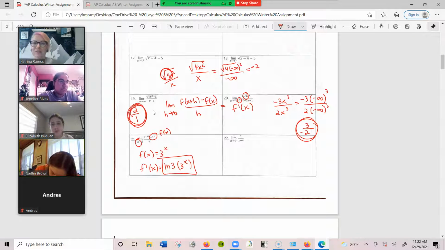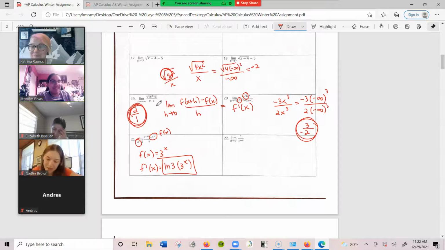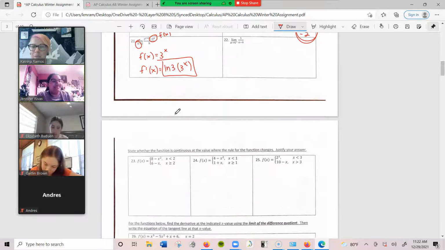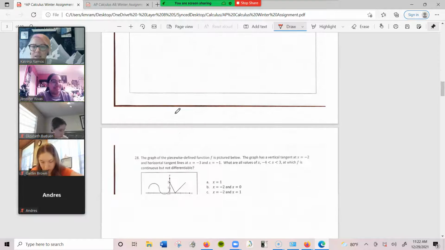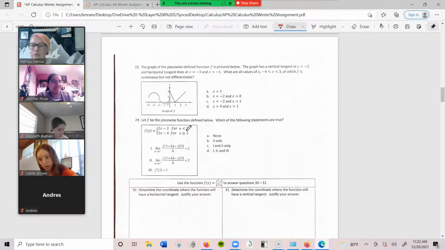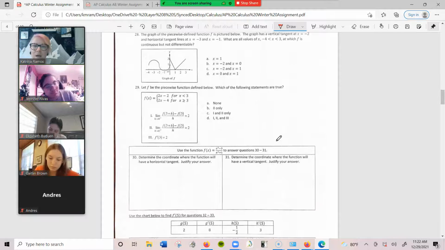Anything else on this page before moving on? Okay, what else? Number 29. And I can go back and forth. So if you have a question before or afterwards, just let me know. Okay, let's see. Let f be the piecewise function defined below. Which of the following statements are true?